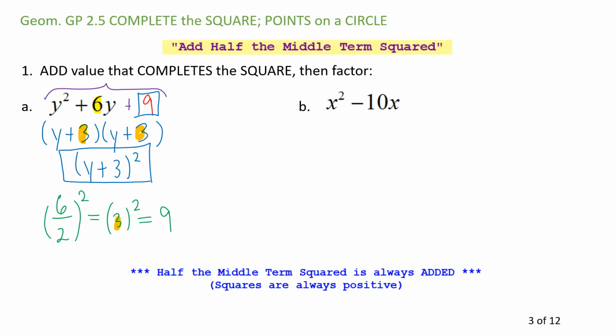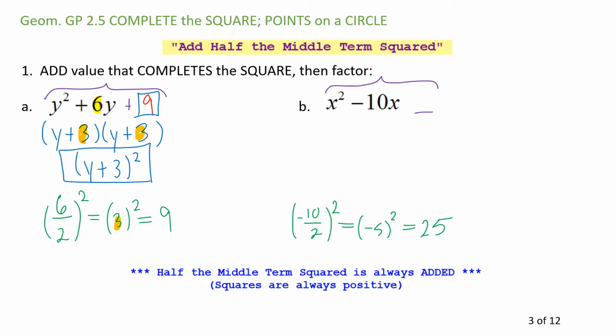Same thing for this one. I'm asking for the number that completes the square. Well, that's half the middle term squared. The middle term is negative 10, so be careful with the negatives. Negative 10 divided by 2 is negative 5, but when you square that number, it becomes 25. That's the number that completes the square. It will always be added.